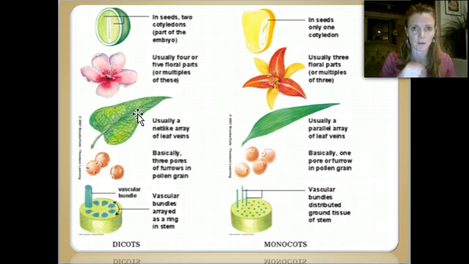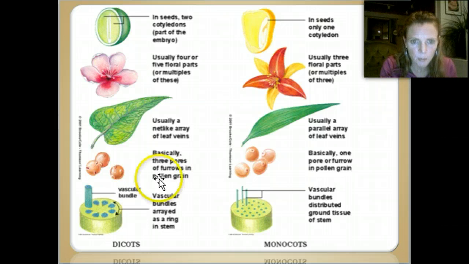When you look at a leaf, you can see the veins in it. If it's all kind of crazy and looks like a net, that signifies a dicot, whereas a monocot has the veins running very parallel and long. And a couple more things. Basically, it says 3 pores or furrows.